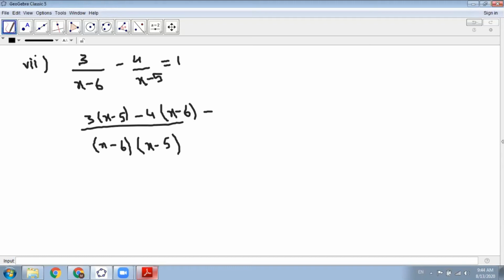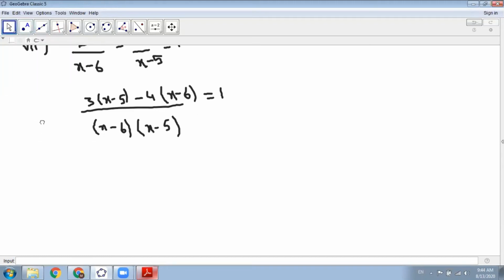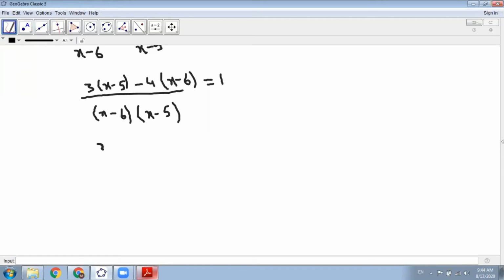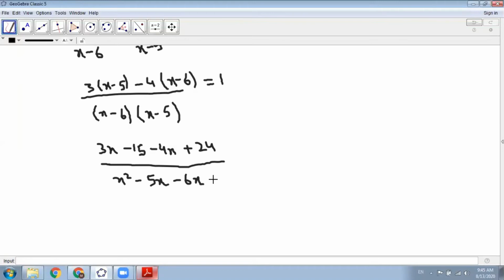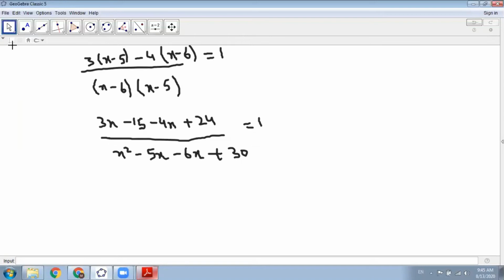equals to 1. Now we open the brackets, so it will become 3x minus 15 minus 4x plus 24 over x square minus 5x minus 6x plus 30 equals to 1. Now beta, we further simplify the equation, the numerator and denominator.